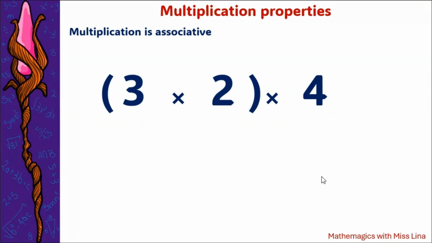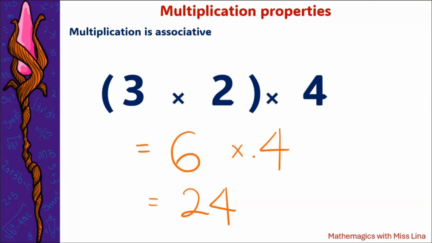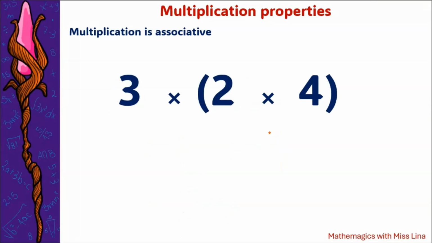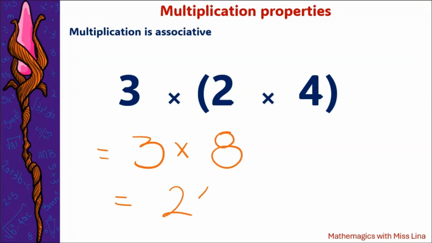same result. Let's check. If we do 3 times 2 first, that means that we are going to get 6 times 4. And 6 times 4 is 24. Let's check what happens if we go the other way around. So this is 3. We don't use it yet. And 2 times 4. 2 times 4 is 8 and 3 times 8 is 24. Excellent. In both ways, we get the same result.